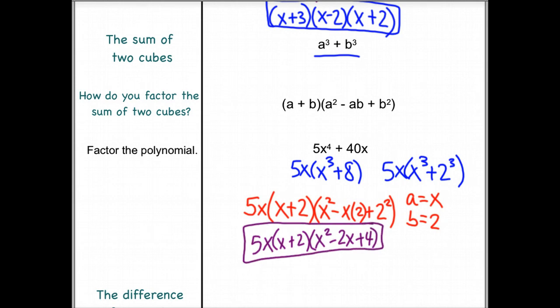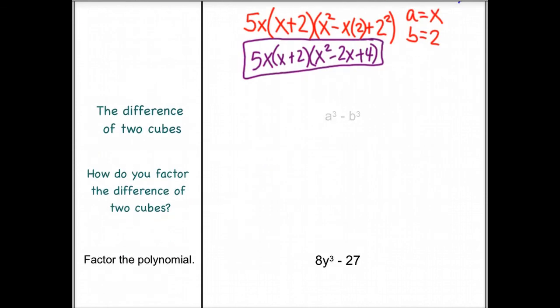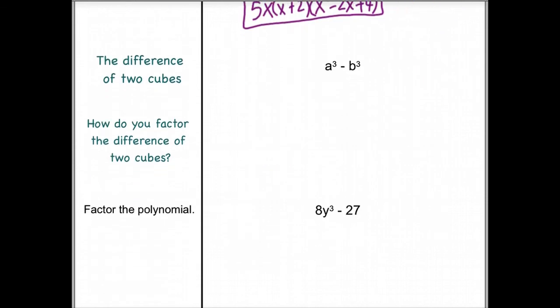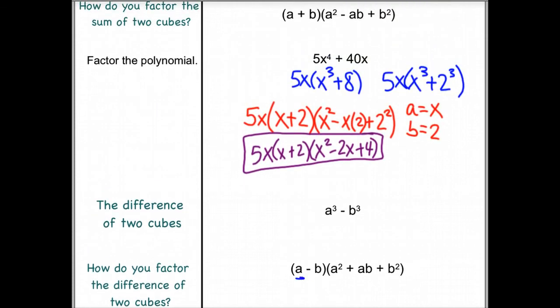And now let's take a look at the difference of cubes. It's going to be very similar. Instead of a cubed plus b cubed, we have a cubed minus b cubed. So our formula is going to look a little bit different. We have a minus b times a squared plus ab plus b squared. And the main difference here is that we have a minus b down here, and we have a plus b up here. But also to this middle term, up above we had minus ab, and down below now we have plus ab.